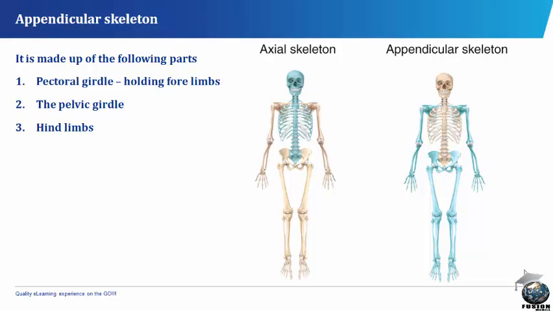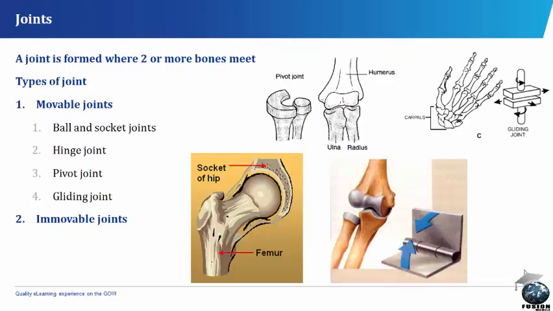The appendicular skeleton. The appendicular skeleton is made up of the following parts. 1. Pectoral girdle, that is holding forelimbs. 2. The pelvic girdle, and 3. The hind limbs. The pectoral girdle is made up of 2 flat triangular bones, that is scapula and clavicles. The pelvic girdle is made up of 2 identical bones joined together at the pubic symphysis. They are ilium, pubis, and ischium.